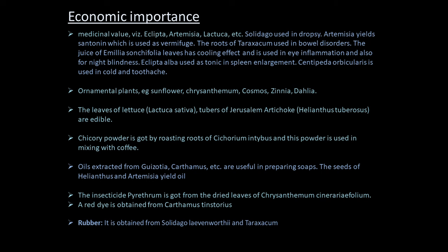The insecticide pyrethrum is got from the dried leaves of Chrysanthemum cinerariifolium. A red dye is obtained from Carthamus tinctorius. Rubber is obtained from Solidago leavenworthii and Taraxacum.